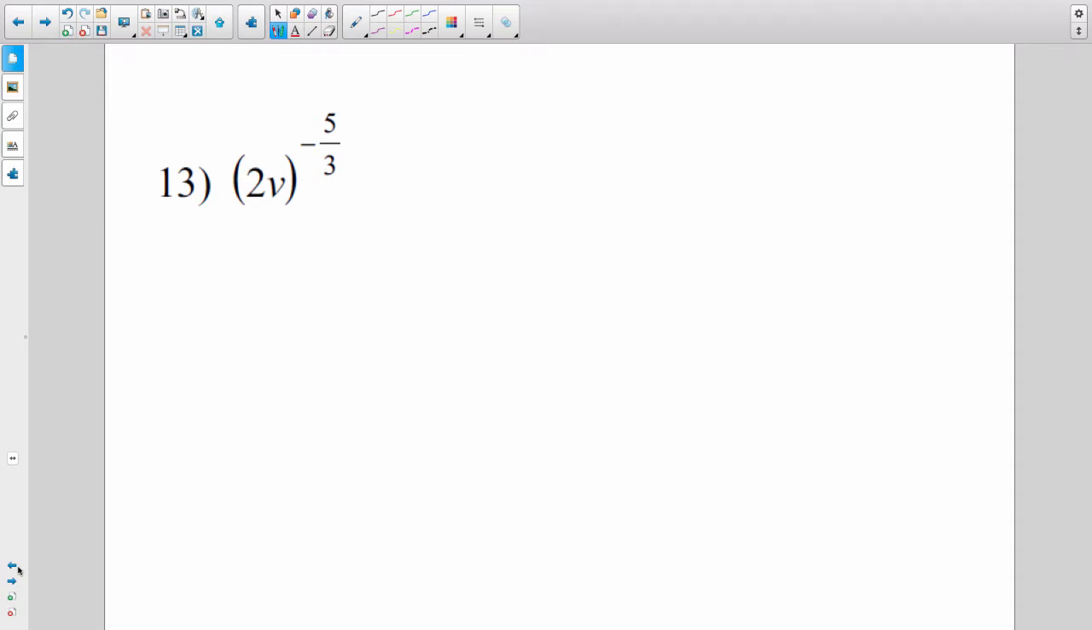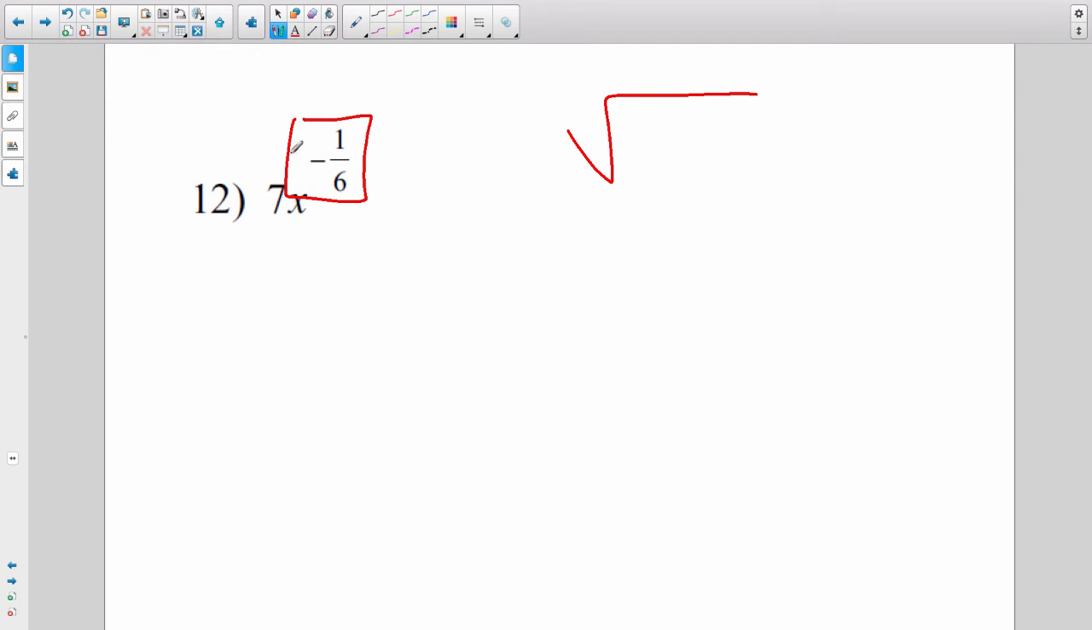Okay, so these questions here, sorry, 12 and 13, we want to do this. We want to take rational exponents, fancy way at dinner parties to talk about fractions. We want to take rational exponents and turn them into radicals. So what we do is call this the in and this the out. Cool. So in means inside the radical. Out means over here.